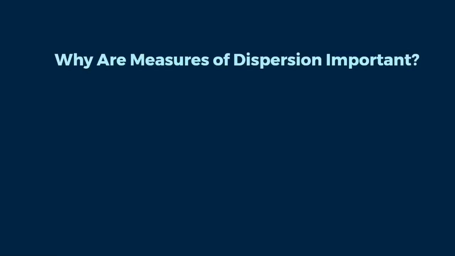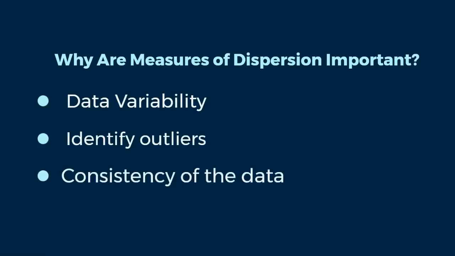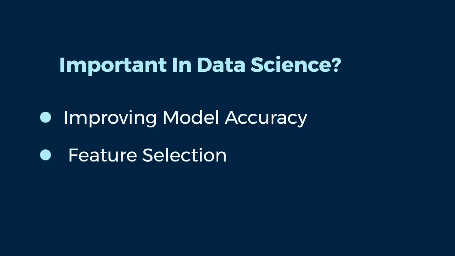Why are measures of dispersion important? Measures of dispersion are crucial because they reveal how spread out data points are around the average. This insight helps us understand data variability, identify outliers, and assess the consistency of data. In data science, they guide us in improving model accuracy, feature selection, and making informed decisions by highlighting the reliability and quality of our data.